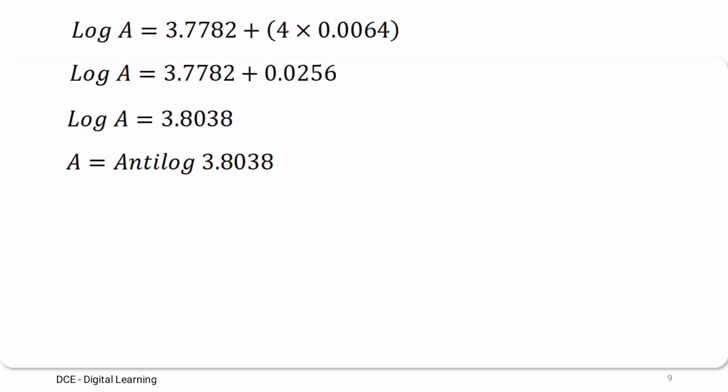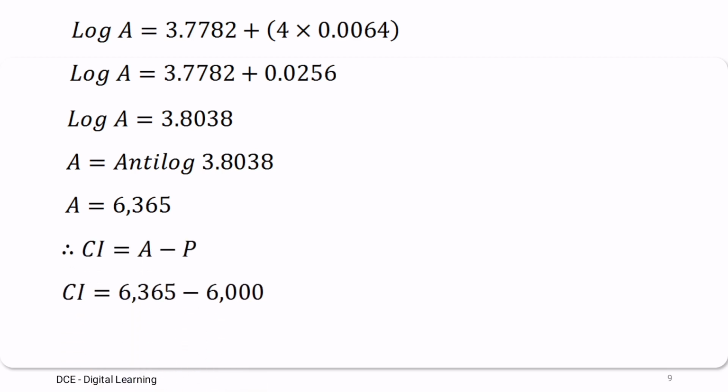Now in order to find out A, you have to reconvert this log value into a real number, or anti-log value. So therefore A equals anti-log of 3.8038. So A is 6365. Here the anti-log value for 0.8038 is 6365. Here the characteristic is positive and it is 3, so the number of integral digits in the result will be 4. So that means the result is 6365.00.